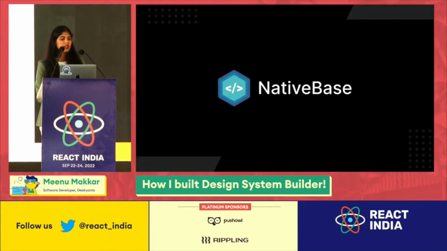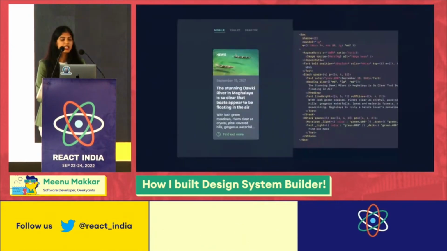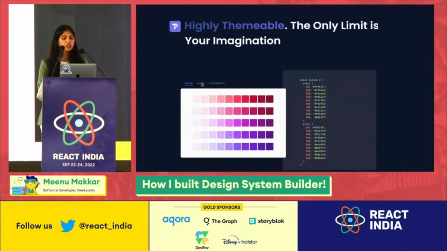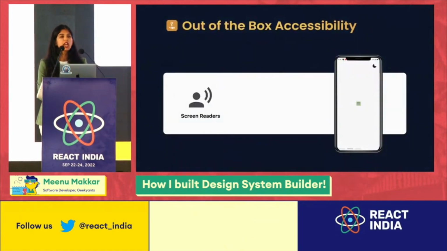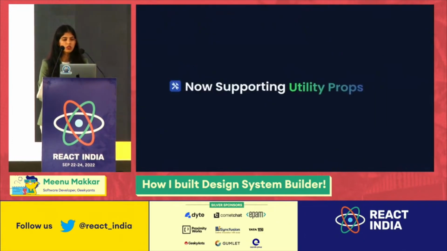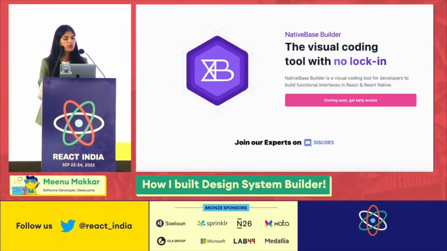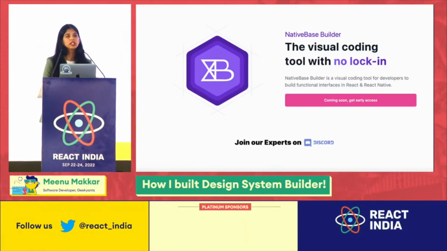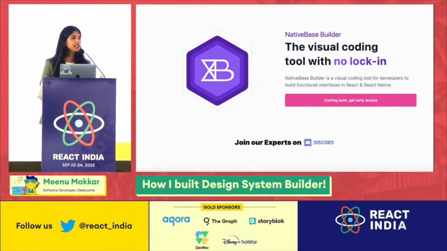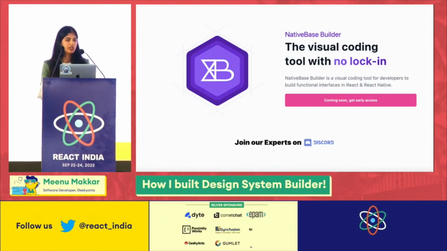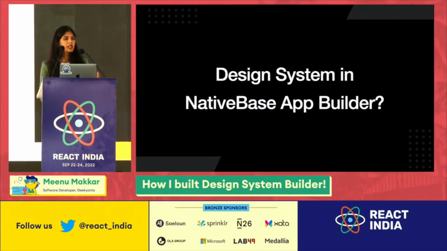After that, NativeBase 3 got released. It is accessible, highly customizable, universal. We also changed our APIs to a utility-first approach. So we already had a solid component library backing us. So we thought of using it to create a visual coding tool that can use its full potential to make production-ready apps. This is in development right now, but again, as with BuilderX, this also needed a design system.